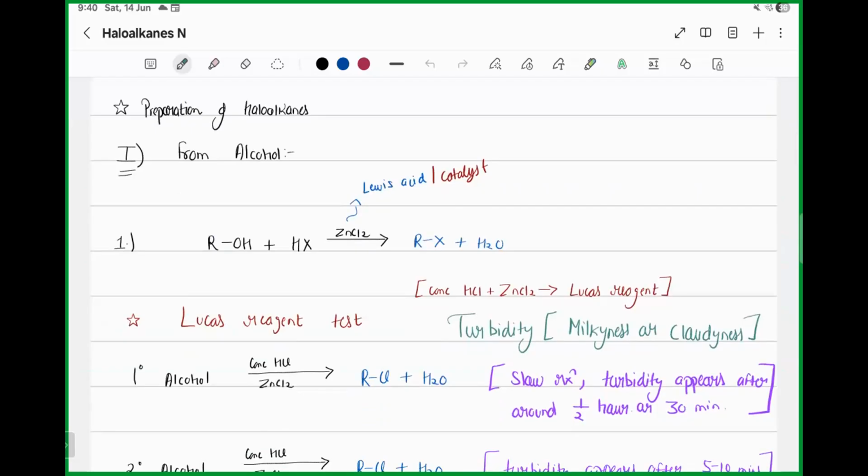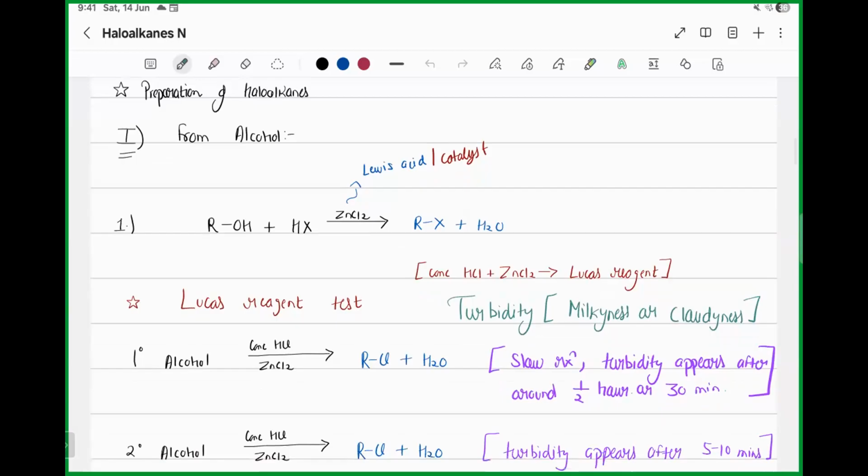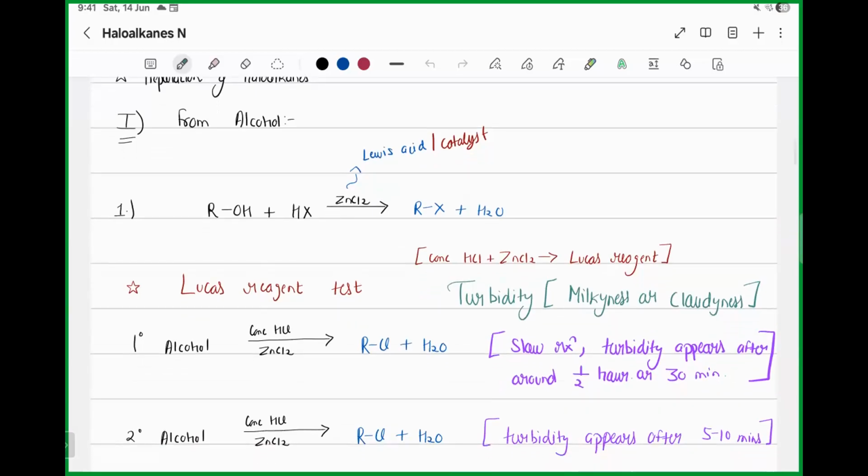In organic chemistry, the approach we are going to apply here is first we talk about the basics. The name of the chapter is haloalkanes. Then we see the methods with which we can prepare haloalkanes. The first method is from alcohols. The starting substrate is always alcohol. You change your reagents and get the same product of haloalkane again and again, just by different methods.